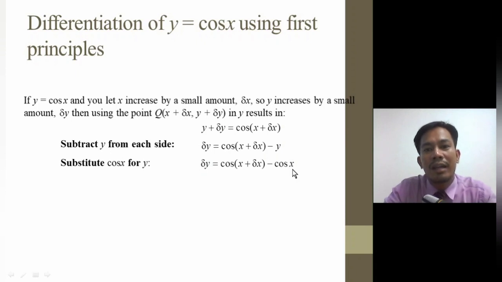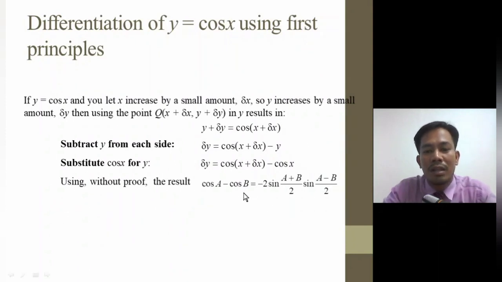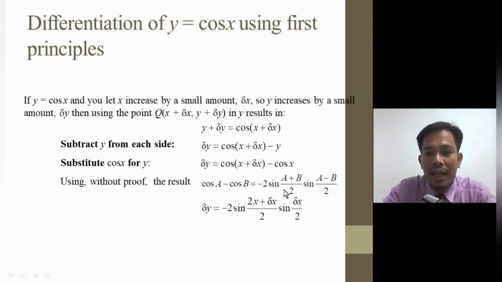Now, there is again a rule in trigonometry that says cosine a minus cosine b is equal to negative 2 sine of (a plus b) over 2 times sine of (a minus b) over 2. So remember this. Next, let's identify a and b. A is x plus increment of x. B is x. Just substitute and you will get this, because x plus increment of x plus x is 2x plus increment of x, and x plus increment of x minus x is equivalent to increment of x.